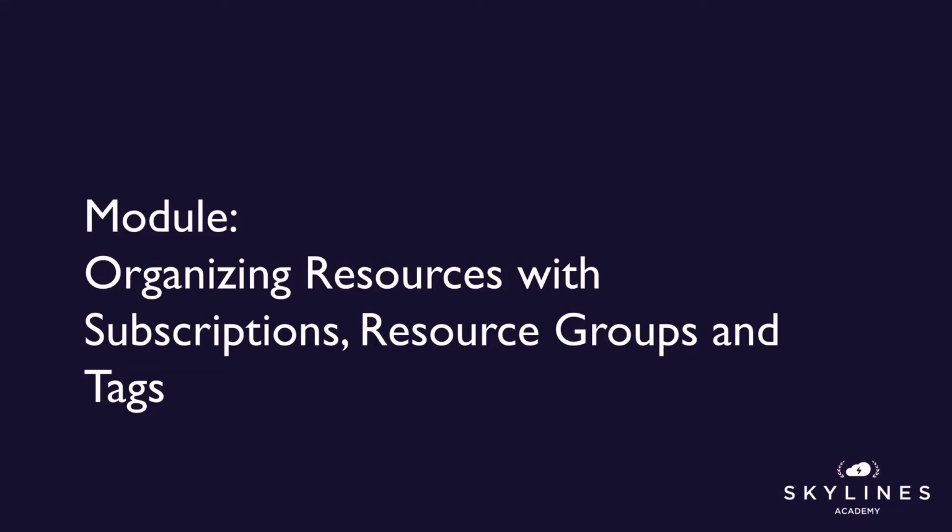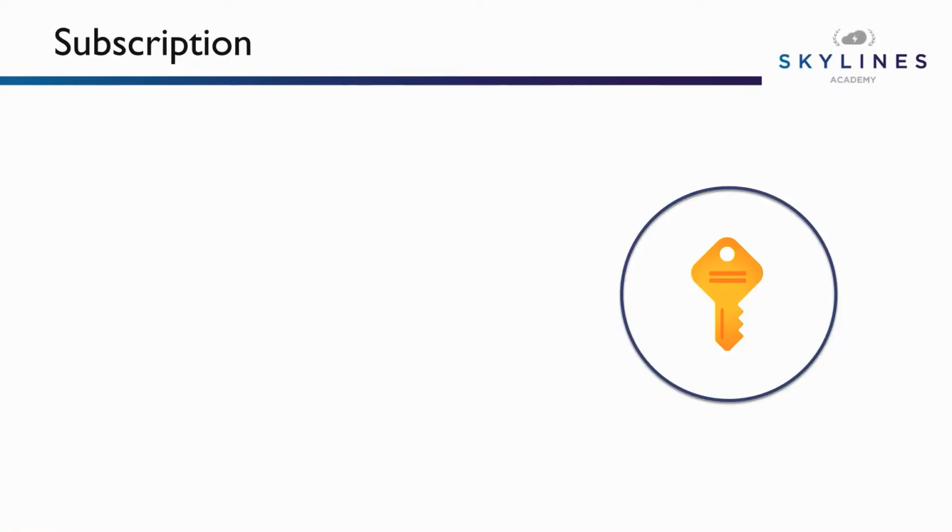In the last module, we started with sorting costs by a time period, service, or location. That's a good start, but we can get more granular with subscriptions, resource groups, and tags. Depending on the account type, a subscription is the root for cost information or part of a cost hierarchy. A subscription is an administrative and cost boundary.